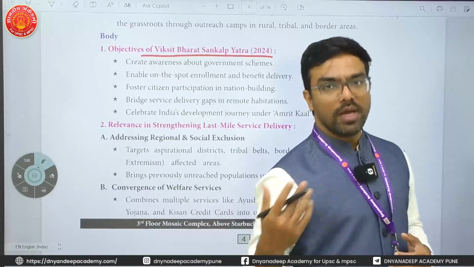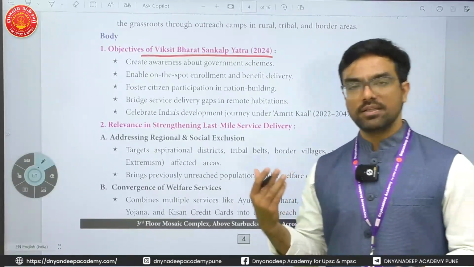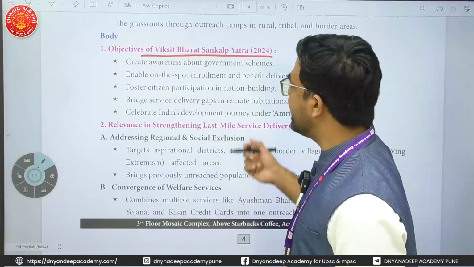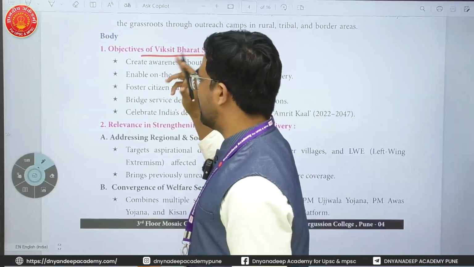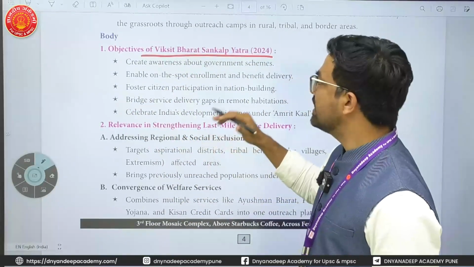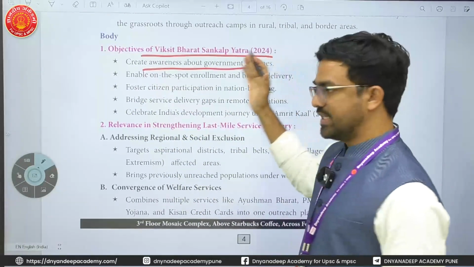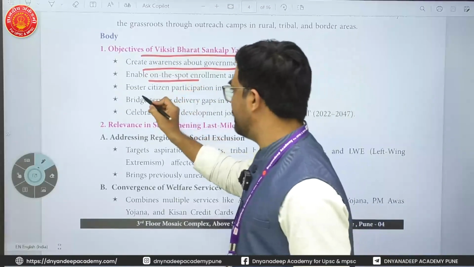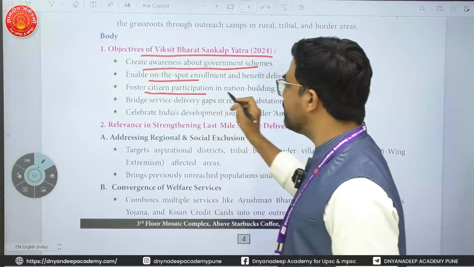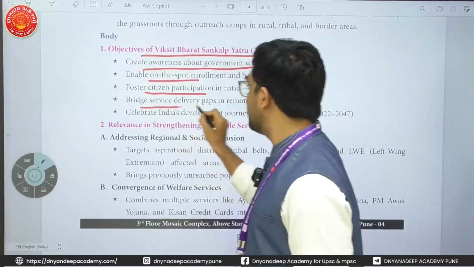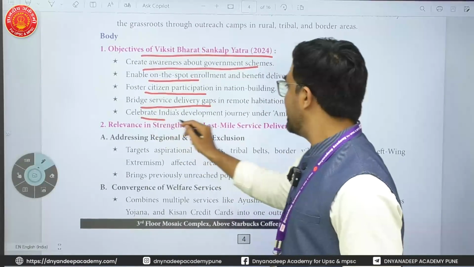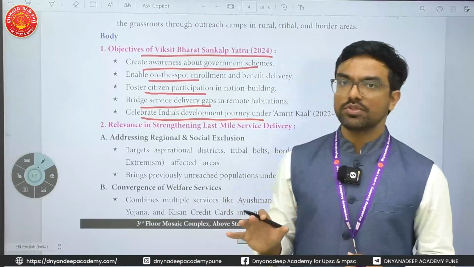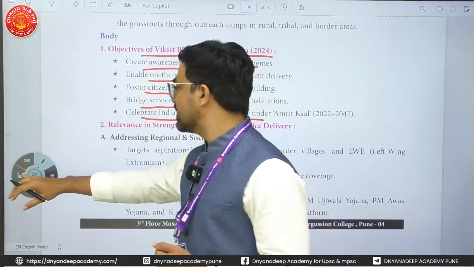Because if you have to evaluate, then before evaluation you have to state what the objectives are. So while writing the objectives of Viksit Bharat Sankalpa Yatra, first is to create awareness about government schemes, right? Enable on-the-spot enrollment and beneficiary delivery, foster citizen participation, bridge service delivery gaps, and celebrate India's development journey under Amrit Kal. So basically, these are the overall objectives of this Viksit Bharat Sankalpa Yatra.